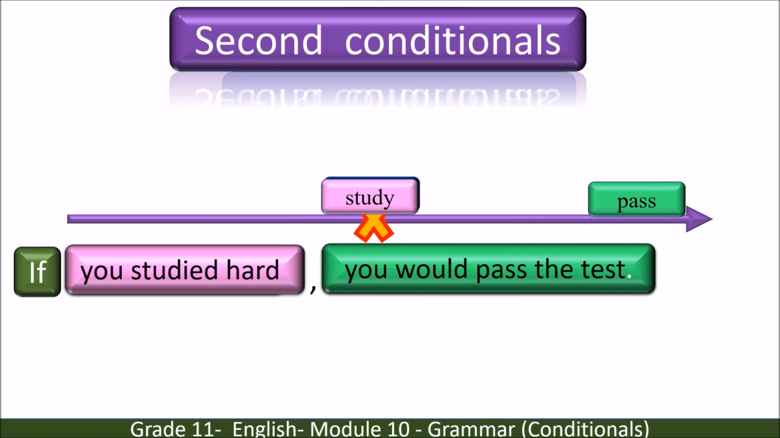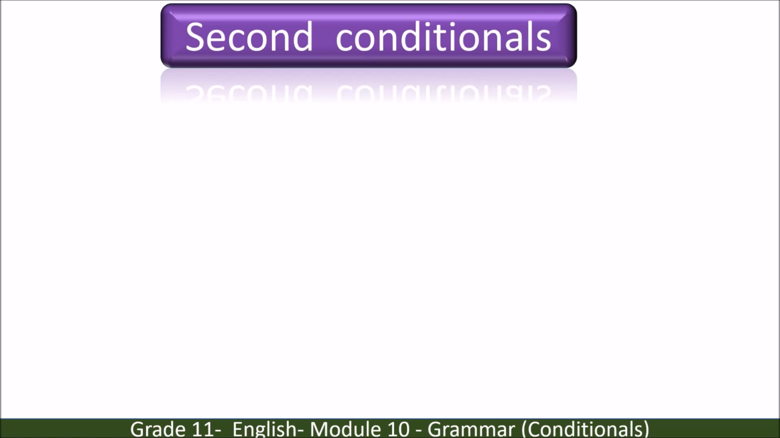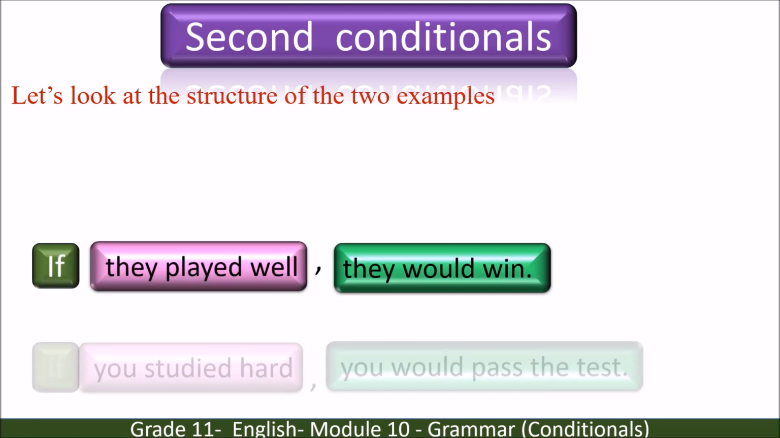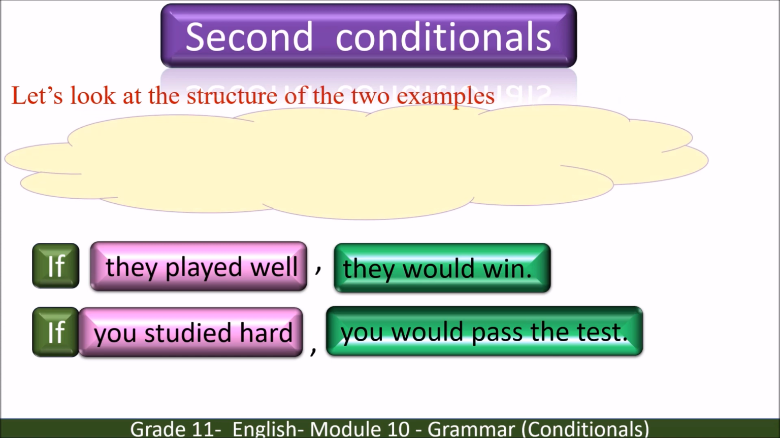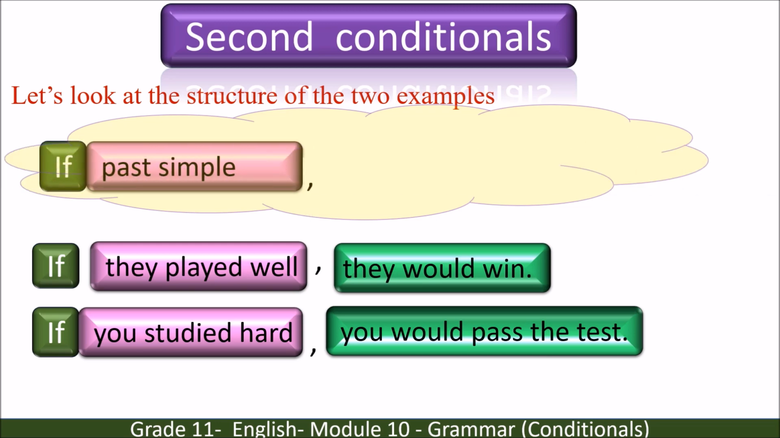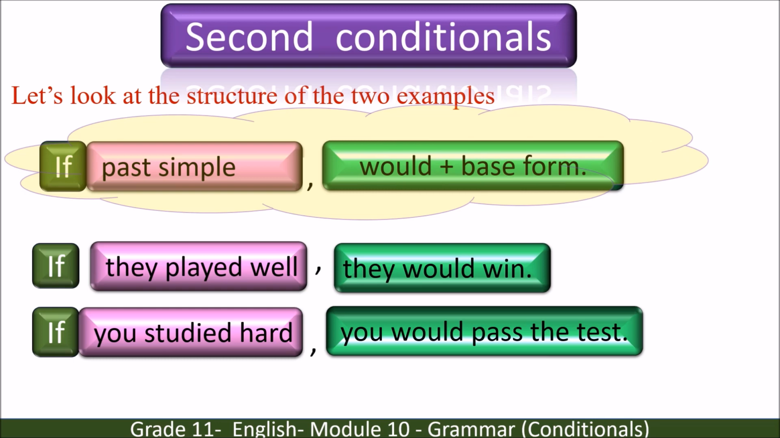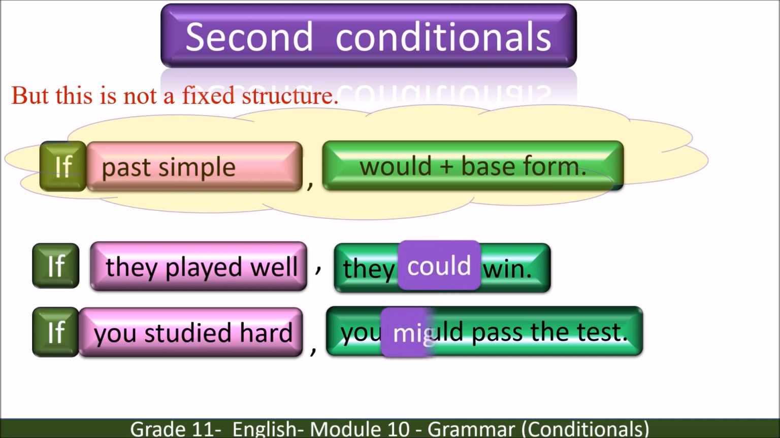So we use second conditionals to express situations which are unlikely to happen, as in this example, or situations that are unreal or imaginary. Now, look at the structure of these two examples. Can you now tell what the structure of a second conditional sentence is? Exactly. If, past simple, and then would plus the base form of the verb. But this is not a fixed structure because we can sometimes replace would by could or might.